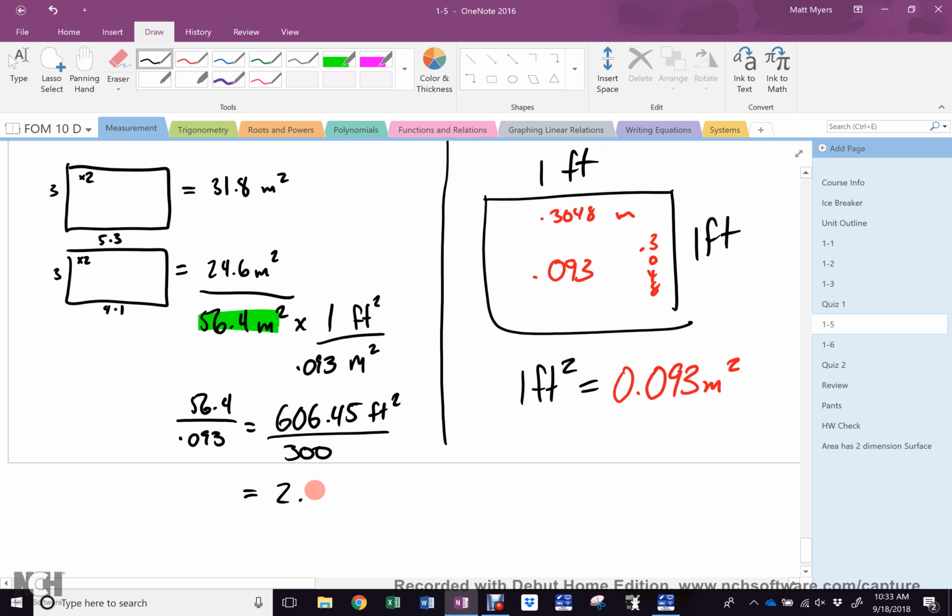Go. It's 2.0 something, 0.03 or whatever, right? Paint is sold by the gallon. In math, what would you do with that decimal? You would round it down to 2. Yeah. In real life, what do you need to do with that decimal? Round it up to 3 because you need that third gallon.